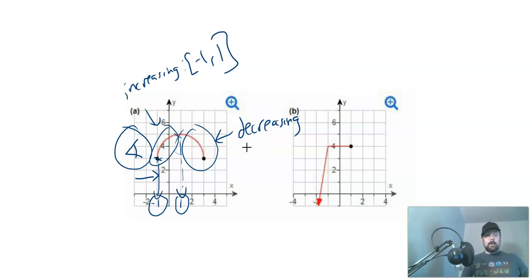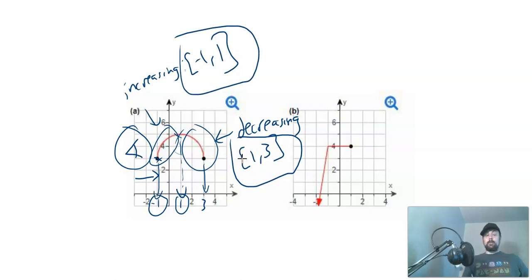And then it's decreasing starting at 1. And it continues to decrease to the end of the graph, which occurs at x equals 3. So make sure you're using the x coordinates to make those descriptions, not the y coordinates. You want to use the x values where it starts increasing and decreasing. All right. And so this would be your answer here.